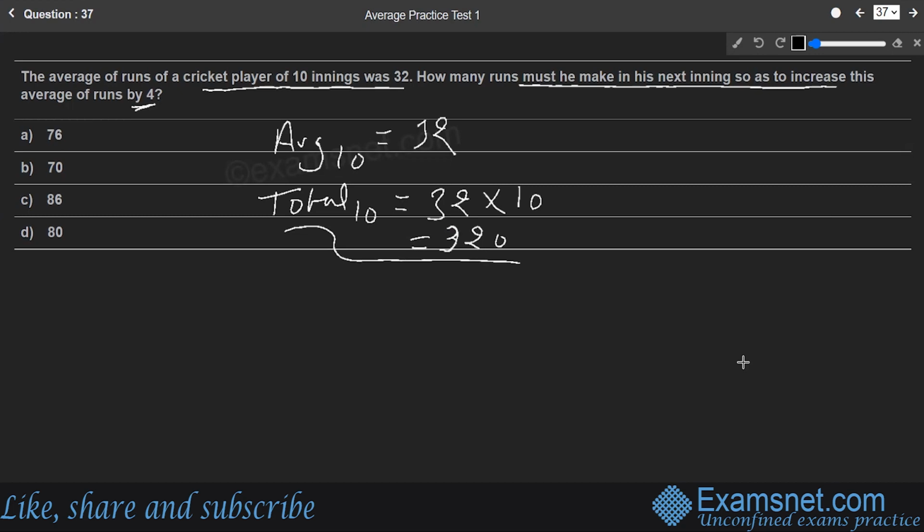Then he says, how many runs must he score in the next inning? So we'll assume he must score X runs. Let X runs be scored by him in the next inning.